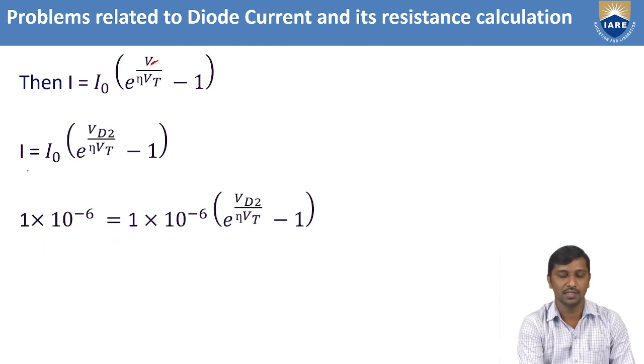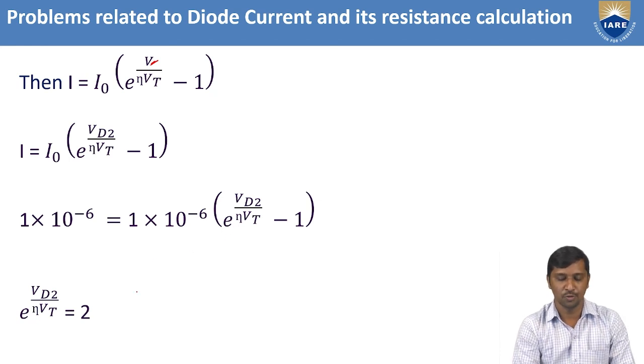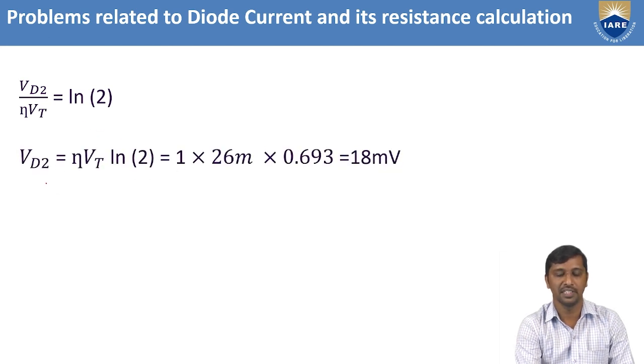So I is 1 into 10 to the power minus 6, the I0 given as 1 microampere. Now e to the power of VD2 by eta times Vt, minus 1. Eta is 1 here, and Vt is the thermal voltage. After simplification, e to the power of VD2 by eta times Vt is equal to 2. Taking the natural log on this side, VD2 is equal to eta times Vt times ln of 2.